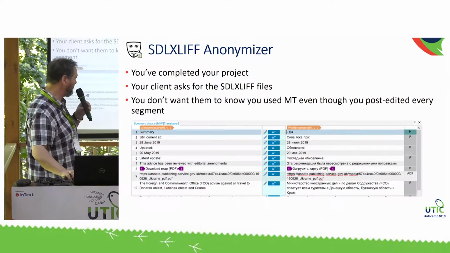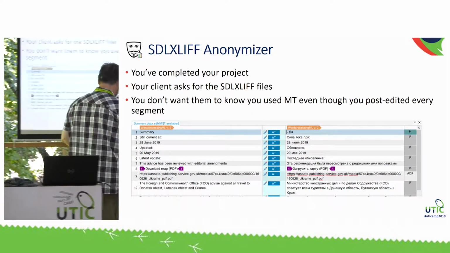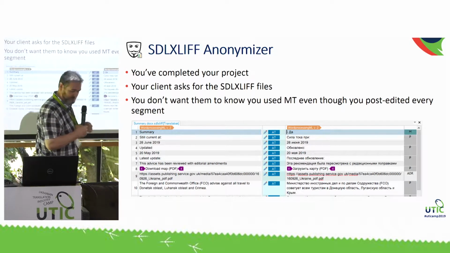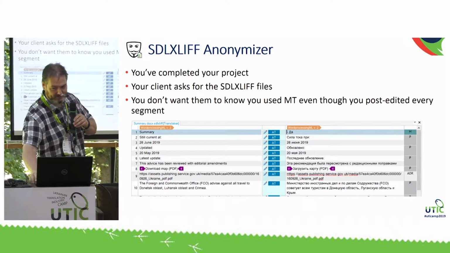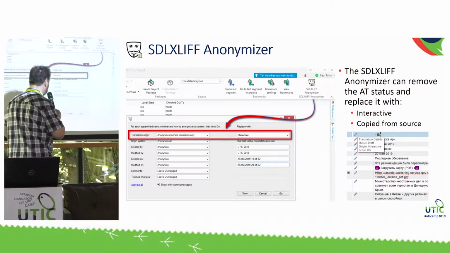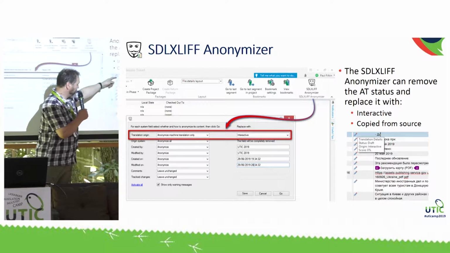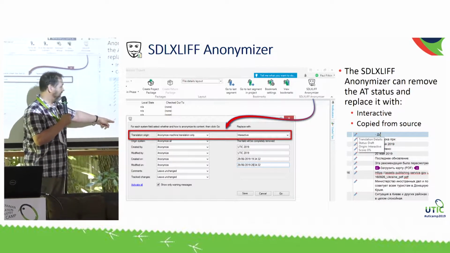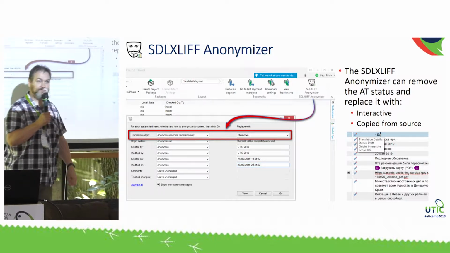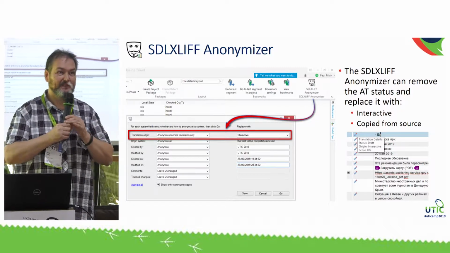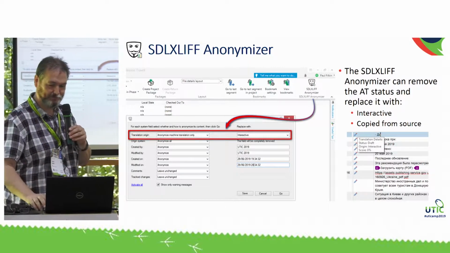So on the previous screen here, you have this AT status, all this down the middle here, with the ATs on it. And as soon as you run the little plugin, it completely replaces it, in this case, with interactive draft. So all those segments are now set to be draft, and they're no longer set to be AT. So it completely clears it from the SDL XLIF. It's a free plugin. It's on the App Store. Very useful.